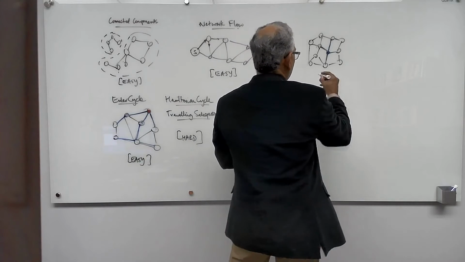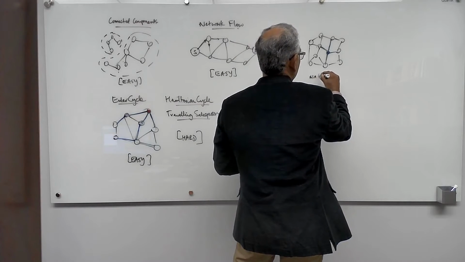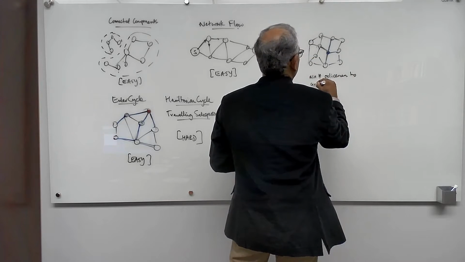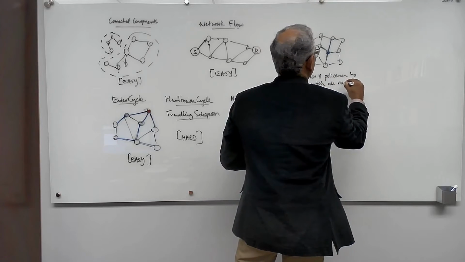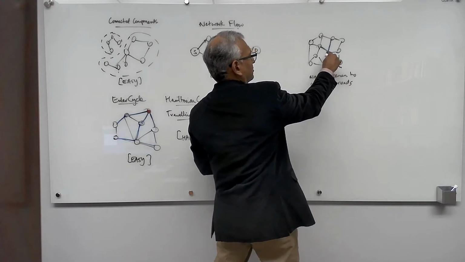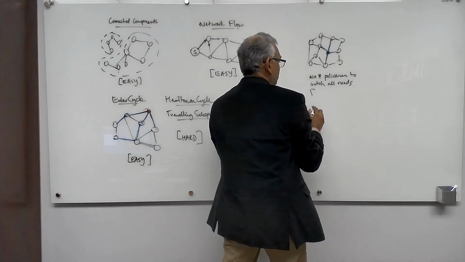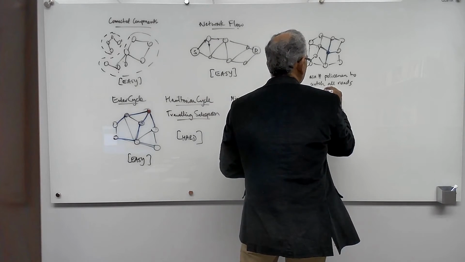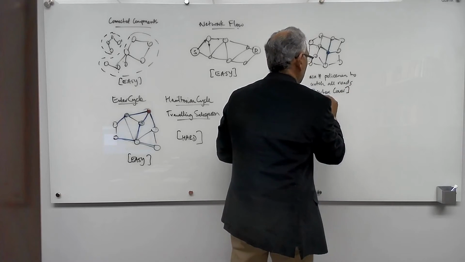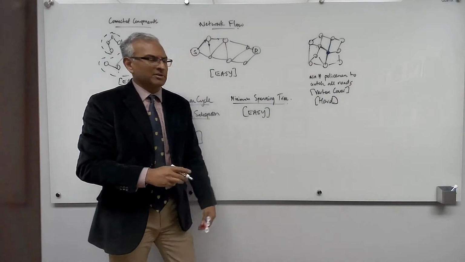The minimum number of policemen to watch all roads, that we call the vertex cover problem. So the policemen cover the roads, cover the edges. That's called vertex cover. And that's hard. We don't know an efficient way to solve the problem. Let's change the problem a little bit.